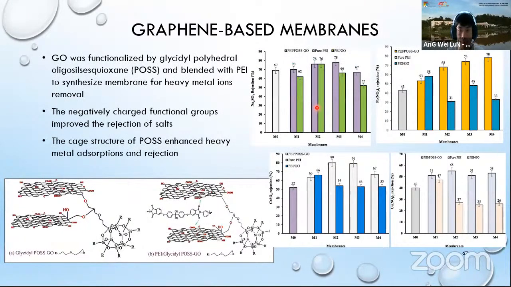And here is another example of having these porous nanoparticles incorporated in the membranes, and because of these caging structures, it will enhance the heavy metal absorption and rejection.